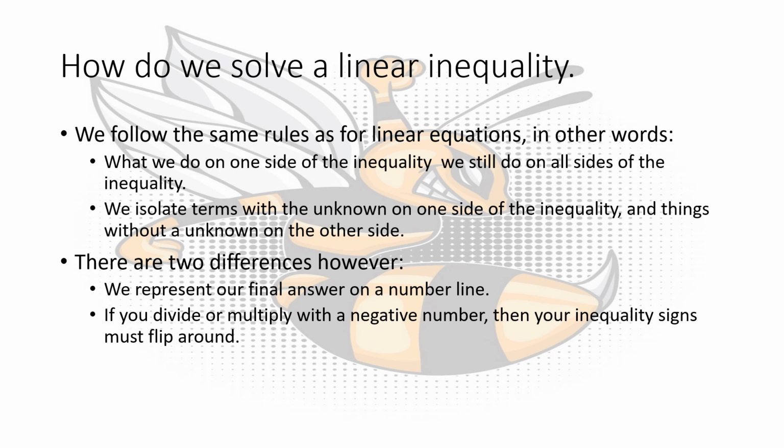So let's say, for instance, I had minus x bigger than 2. Remember, to get the x alone, we still have to divide with a negative. And because we're dividing with a negative, the inequality sign needs to flip around. And now x becomes smaller than minus 2. That is all that final statement means.